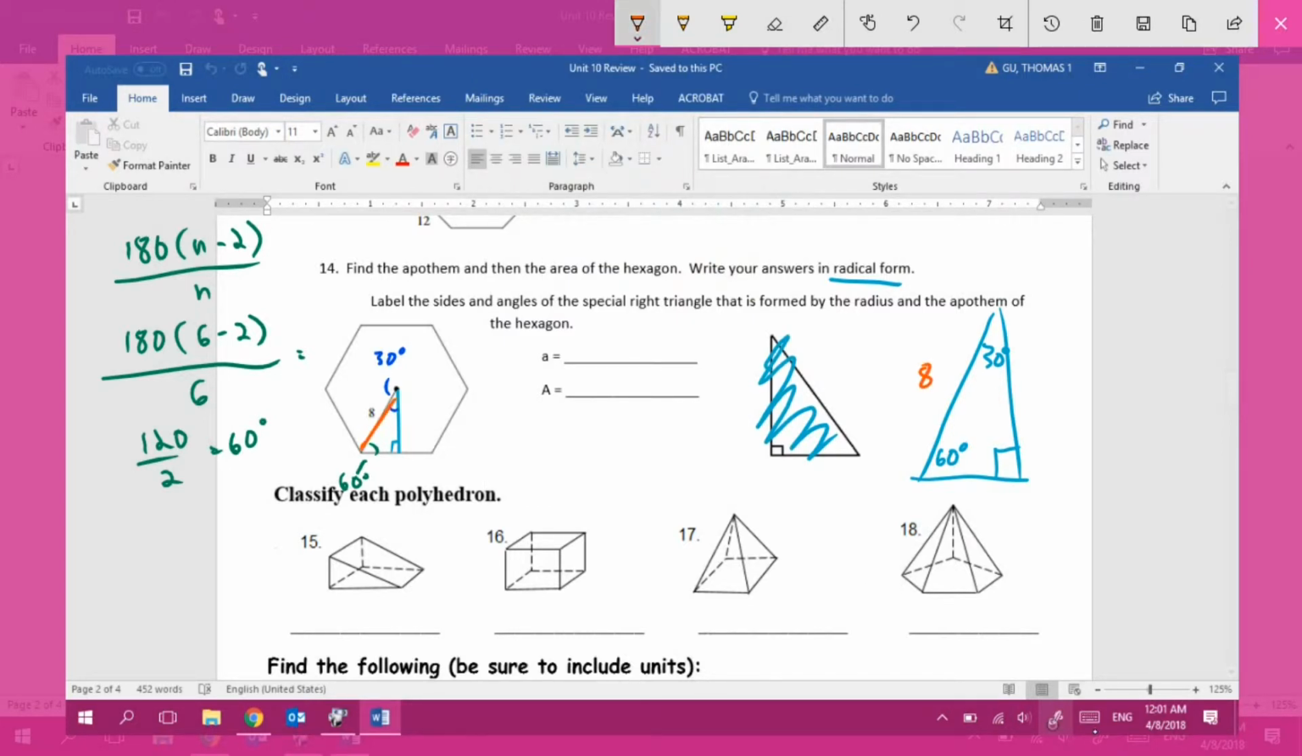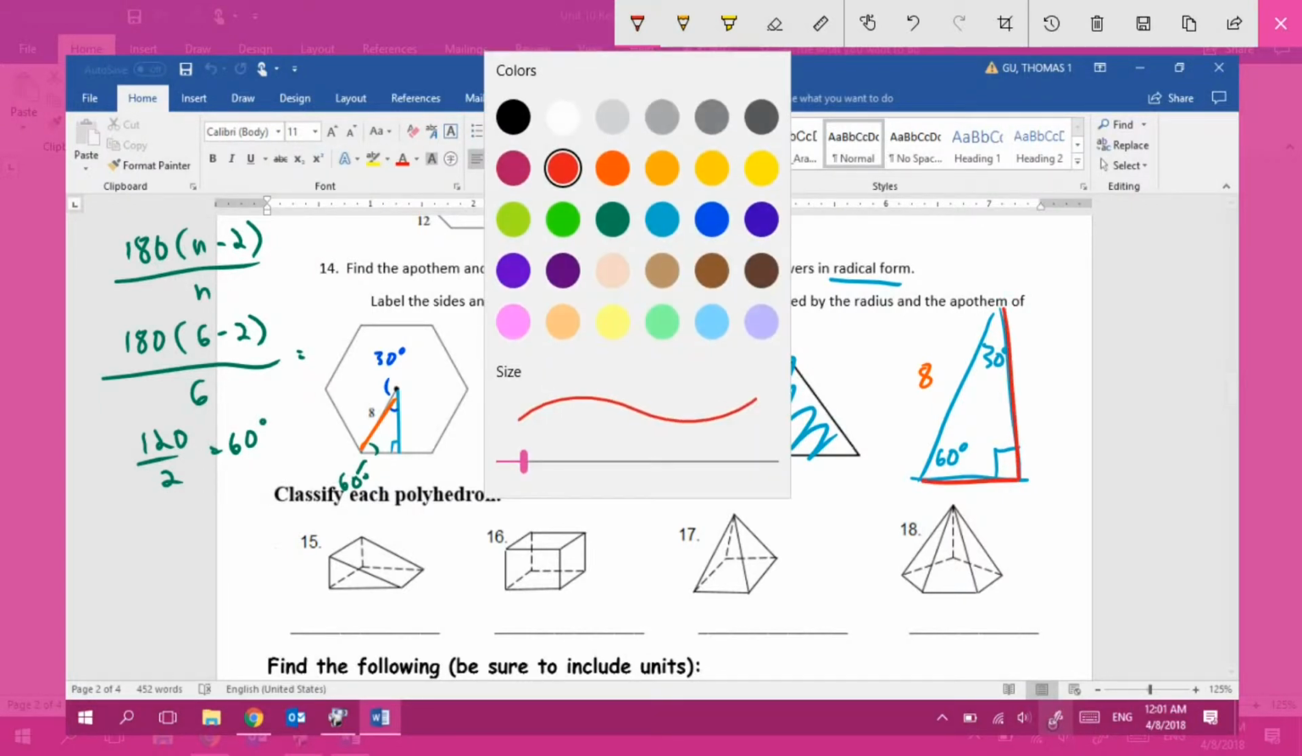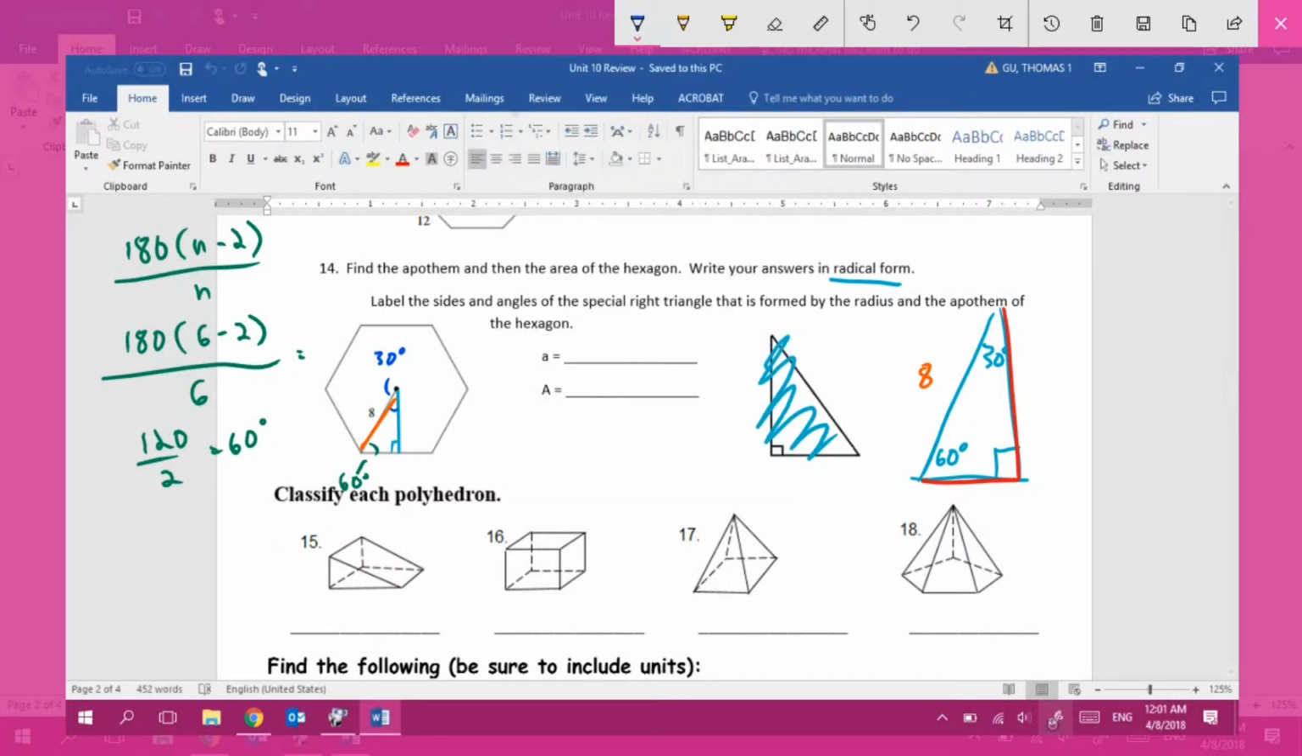And then which side do I want? Remember, we always want the apothem, and we're going to need this bottom one too. So first we need these two lengths right here. Bam, bam. Now remember, the relationships in a 30-60-90 are x across from 30 degrees, 2x across from the 90 degrees, and x square root of 3 across from the 60 degrees.